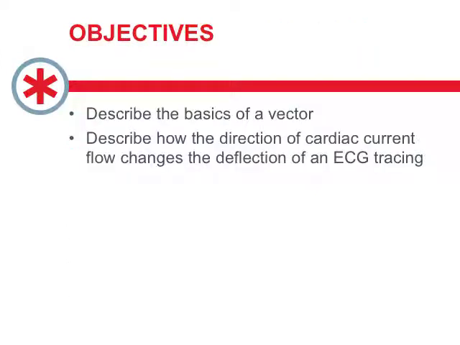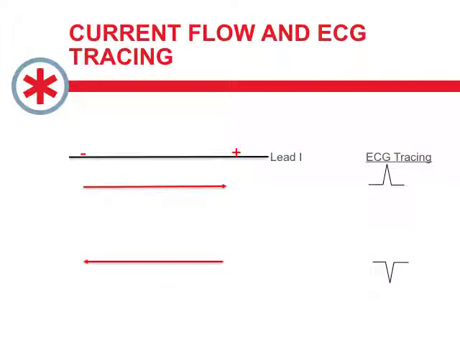So here's what we're basically going to cover. We're going to talk a bit about what a vector is, and I'm no mathematician, so I'll probably butcher it a bit, but the concept anyways is going to be important. And then basically how we can use the principle of vectors to describe how our QRS complexes come out on ECGs. So remember this slide from our last talk.